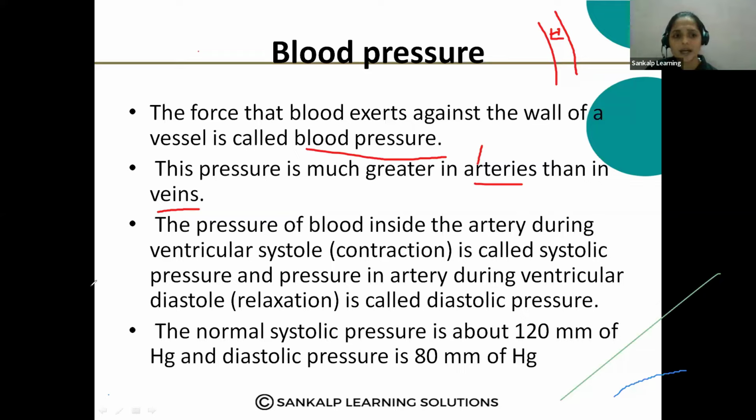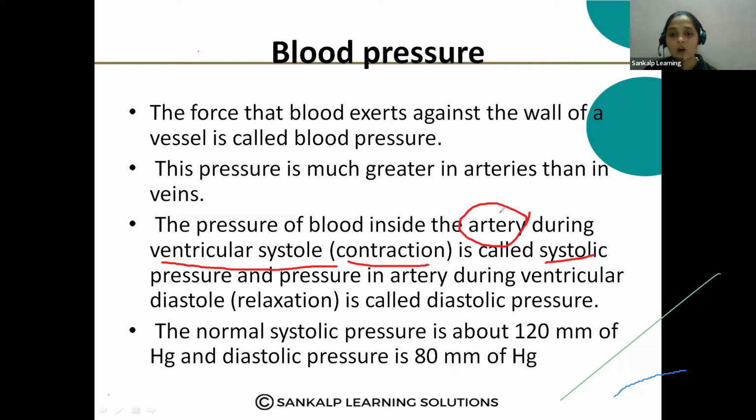So what is this high BP and low BP? How is it measured? The blood pressure inside the artery during the ventricular systole, when the ventricles contract, is called the systolic pressure. Contraction and relaxation, you know that. When the ventricles contract, the blood inside the artery, which is carrying the oxygenated blood, exerts the systolic pressure. And the ventricular diastole is when the ventricles are in relaxation, and the blood pressure in the artery during the relaxation of the ventricle is called the diastolic pressure.